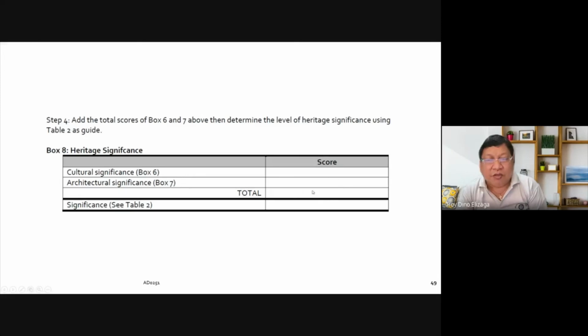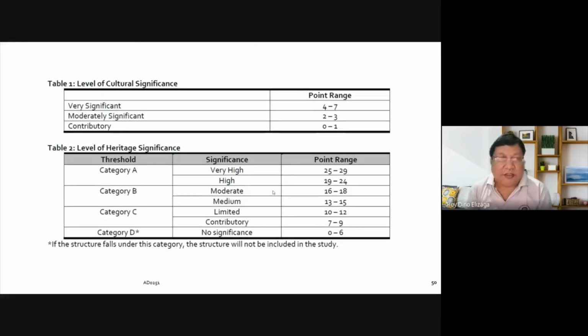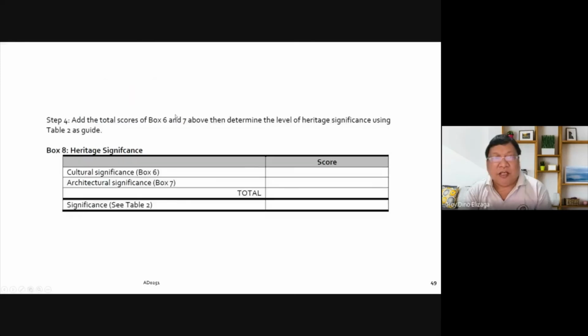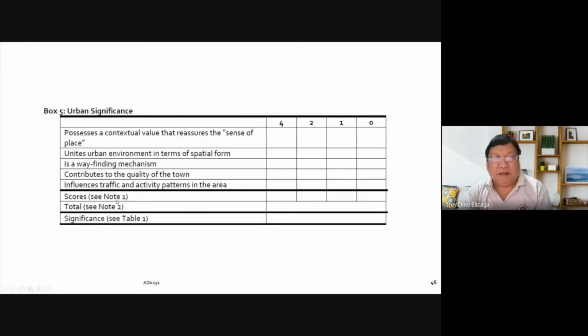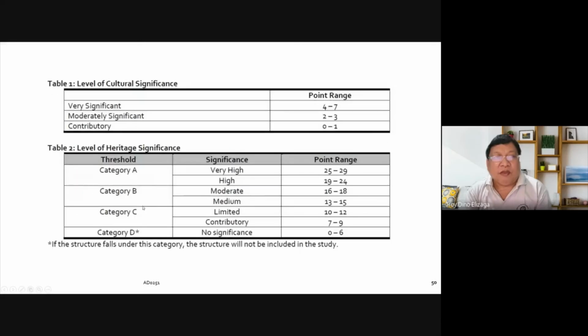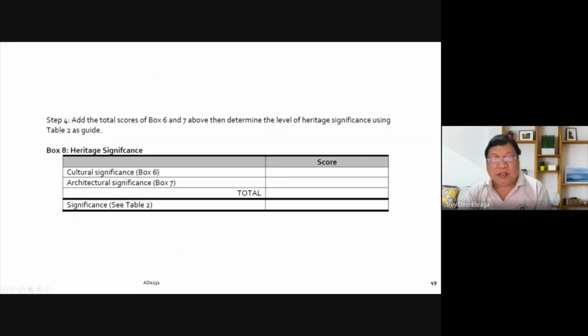we come up with a total score here, and we're supposed to look at table 2. This is now table 1 and 2. Table 1 is the level of cultural significance. We use this every time we get the total scores for each of the values. Like in this case of urban significance, once we get the total value here, we go to table 1 to determine whether it is very significant, moderately significant, or contributory.